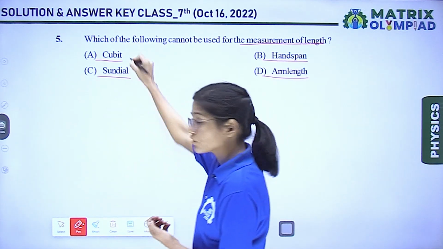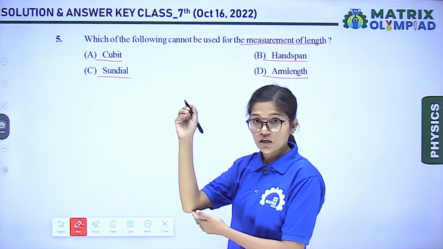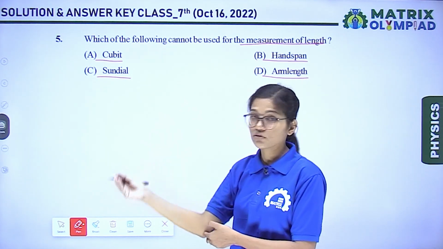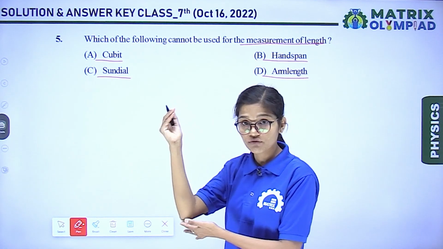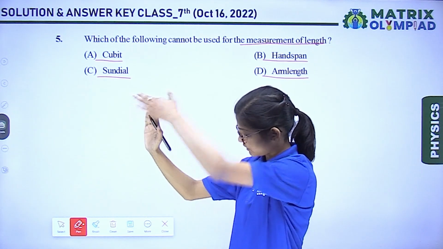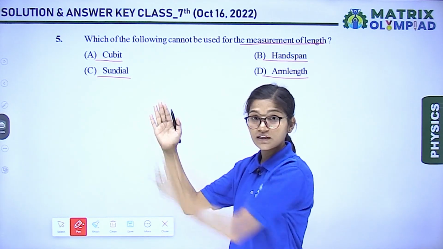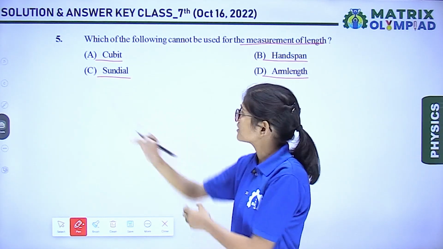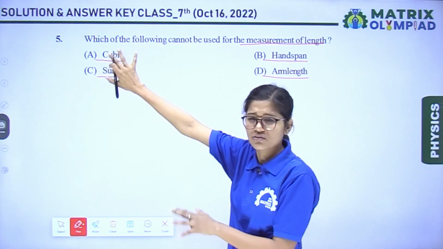If I'm talking about the cubit, just use your hand to measure the length of any object, and it will start from your elbow, and go like this. If you measure like this, then it is a cubit. It was used in ancient times. At present it is not used.